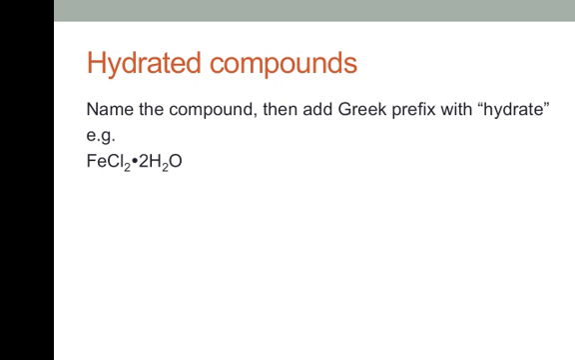So the name of this compound, we've got iron. So with 2 chlorines, we know each chlorine's -1, so it must be iron(II) chloride, and then with the 2 waters it becomes iron(II) chloride dihydrate. That's all the nomenclature rules. Stick around and let's do some practice.